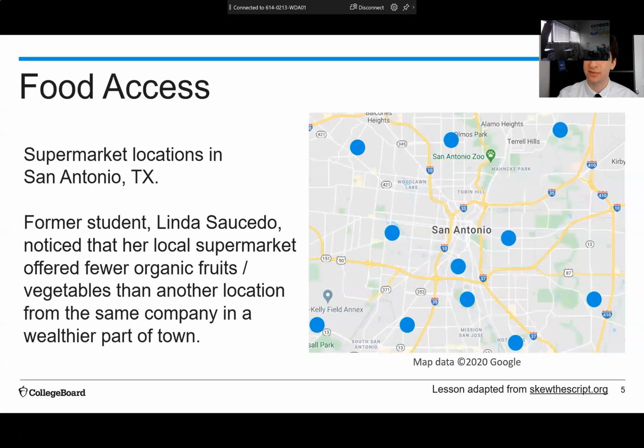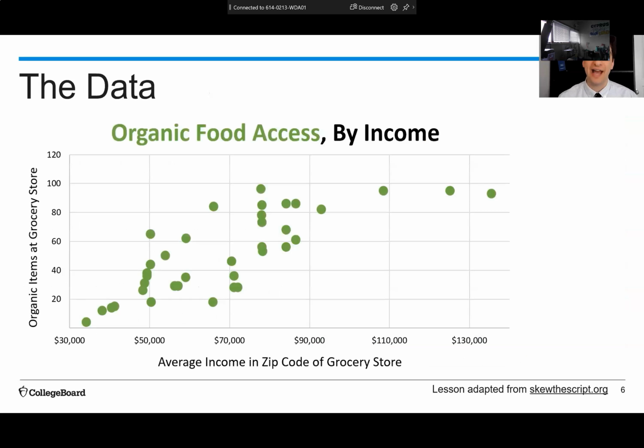So we talked about this context before. We're going to look at it one more time. These are different supermarket locations in the city of San Antonio, where I'm from. And my former student, Linda Saucedo, noticed that her local supermarket offered fewer organic fruits and vegetables than another location from the same company in a wealthier part of town. And so she wanted to see if there was a trend here. And so she collected data on the average income in different zip codes in the city, and then the number of organic items offered at grocery stores in those zip codes.